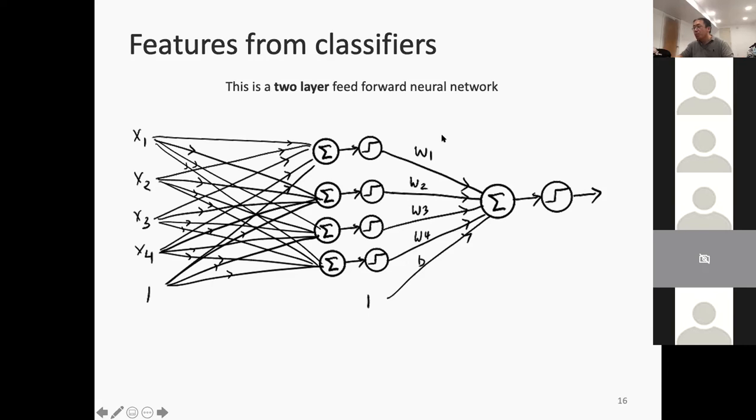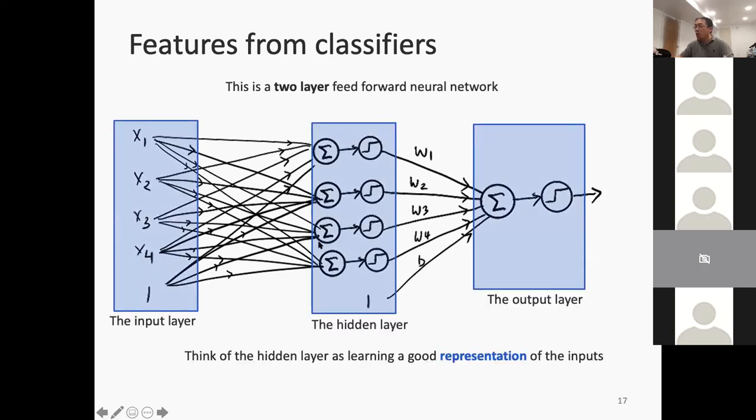So now we have obtained a 2-layer neural network. We have an input layer, which all comes from data. We have one hidden layer, which transforms the input data. And this transformation is fed into the final linear threshold unit to generate the final output. So you can think of the hidden layer as learning a good representation of the inputs.